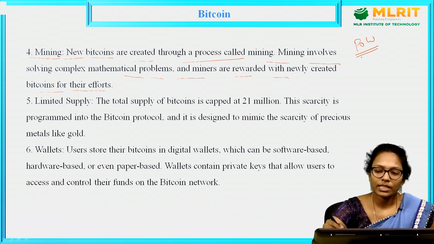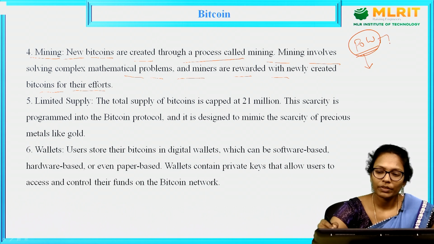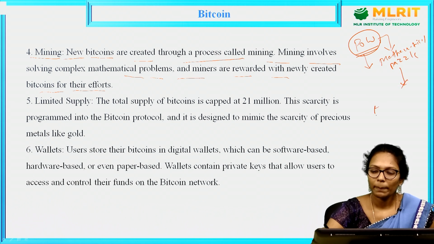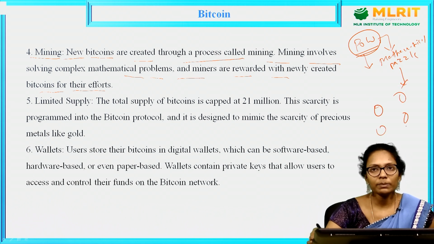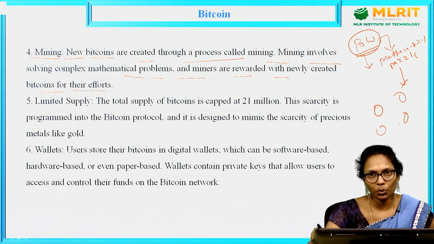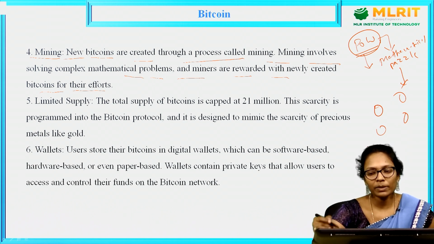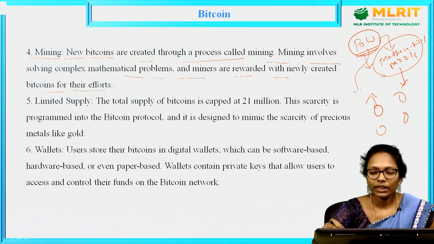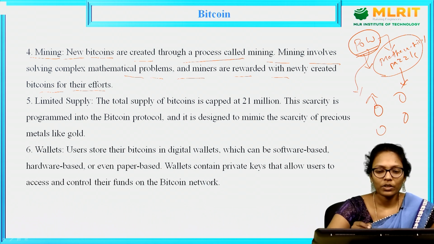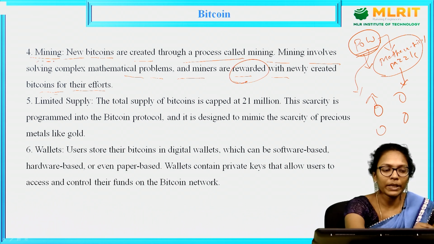In proof of work, we give a mathematical puzzle to the miners. What is this term miner? Miners are nodes who are going to validate transactions. Before they validate a transaction, they should solve this mathematical puzzle. If anyone solves the puzzle, they are given the authority to validate the transaction, and they also get a reward. What is that reward? In terms of bitcoins.